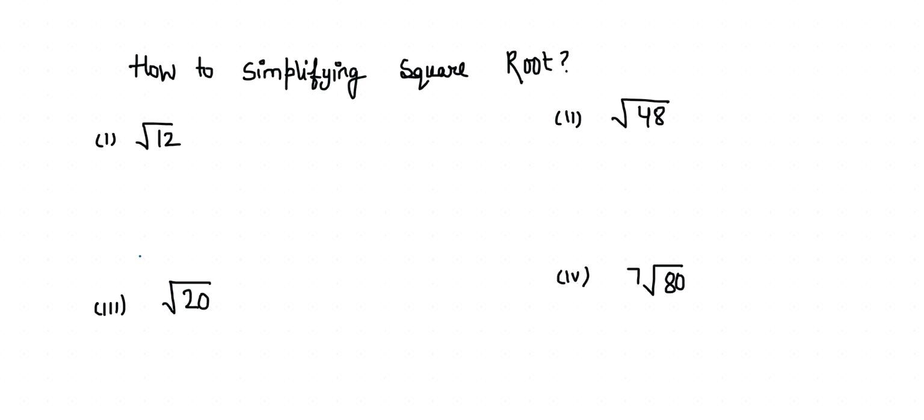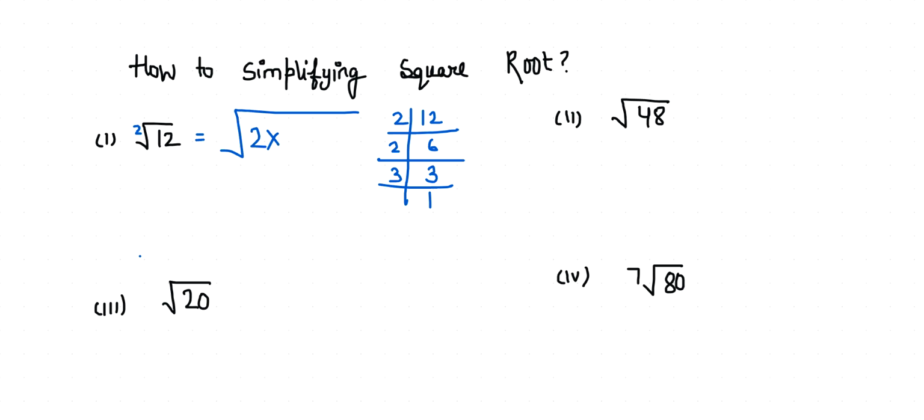So square root 12. Square root means there is a power of 2 here, and we will take the LCM of this. So 12 divided by 2 gives 6. Then 6 divided by 2 gives us 3, and 3 gives us 1. So under the square root, we can write it as 2 times 2 times 3. So there's a square root with power 2. That means you have to take pairs of common digits. So 2 is 2, so I write 2 here. And there is no pair of 3, so write it in the square root only. So square root of 12 is 2 root 3.